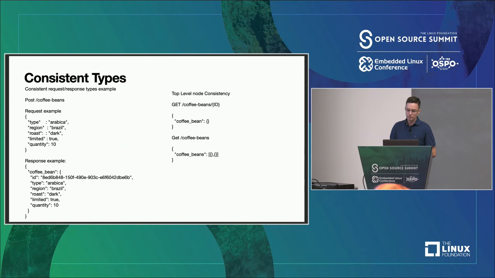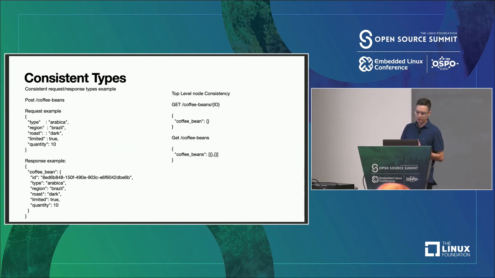The same thing can be said for your top level nodes, which are your responses. When you get a coffee bean, you get a coffee bean resource followed by the fields. If you are getting a list of coffee beans, it's coffee beans followed by an array. Whatever the resource is usually what the top level node should return. So if we were getting the brew configuration, it would return a brew config followed by whatever fields are defined. The biggest thing with consistent typing is you want to make sure that your fields, whether requests or responses, are the same in terms of typing. You also want your top level nodes to usually model whatever resource you're calling.